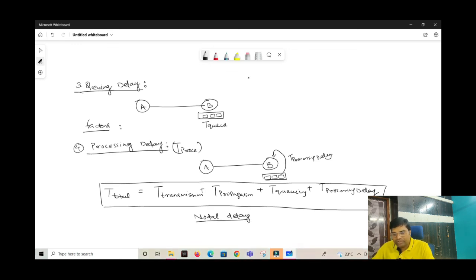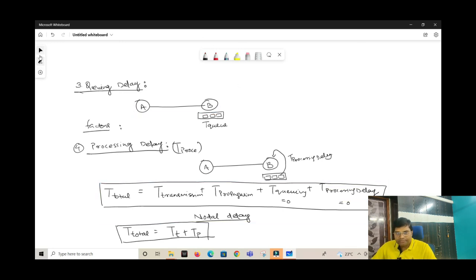Just remember, in some references you can see this as nodal delay also. Normally, as there is no specific formula available for the queuing delay and processing delay, we consider these delay periods as zero. So the total delay time, or nodal delay, is the addition of the transmission delay and the propagation delay.